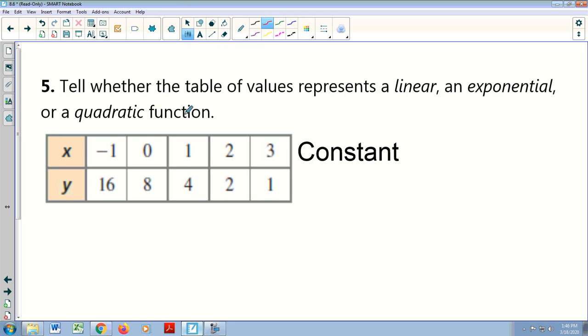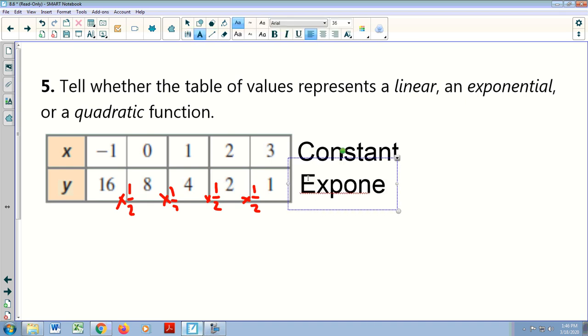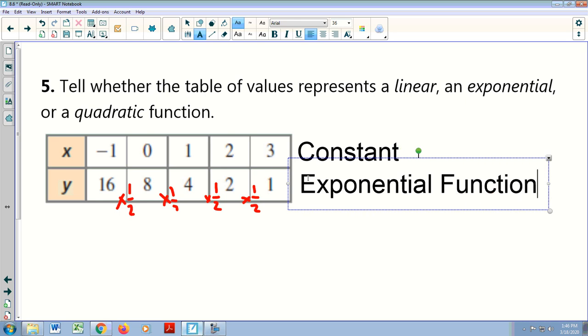So now I'm looking, well, I'm actually multiplying by a half, multiplying by a half, multiplying by a half, multiplying by a half. If I look, 16 times a half is 8, 8 times a half is 4, 4 times a half is 2, 2 times a half is 1. This tells me this is exponential, multiplying by the same thing each time.